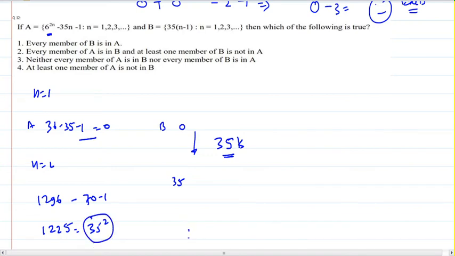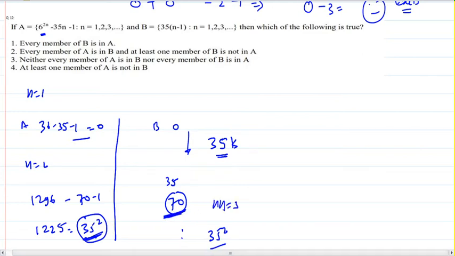So at one point or other, you will have 35 ka square in B, but when you put n is equal to 3, you will have 70. You don't have that value here in A. Value of A, which is 35 square, is going to be in B, but value of B, which is 70 for n is equal to 3, is not available in A. So every member of A is in B, but at least one member of B, for me 70, is not in A. Answer option B makes perfect sense.